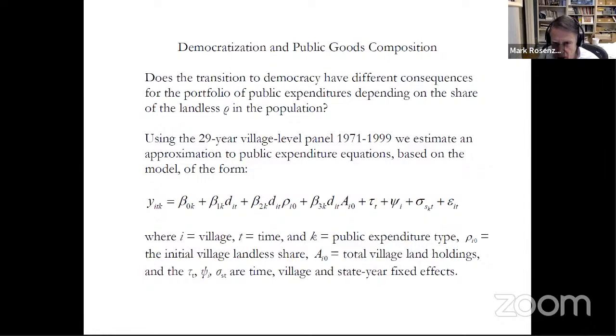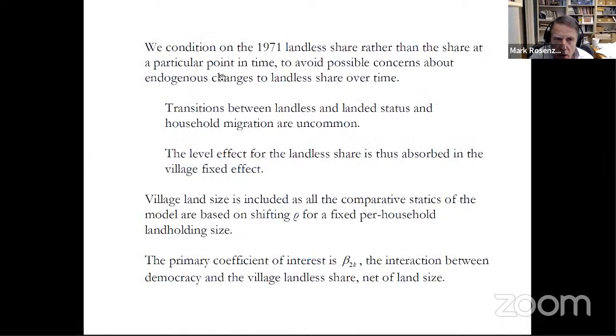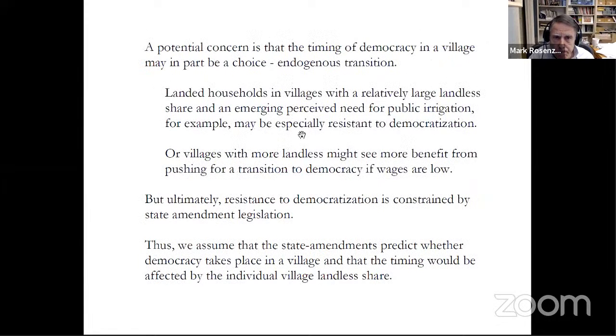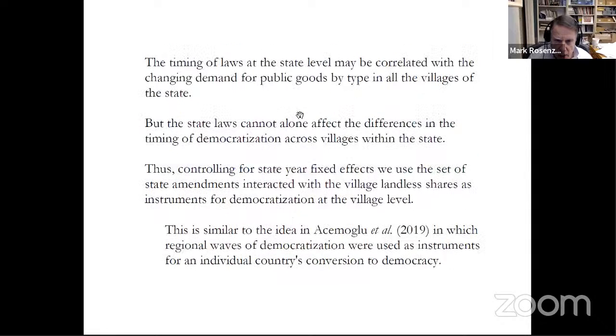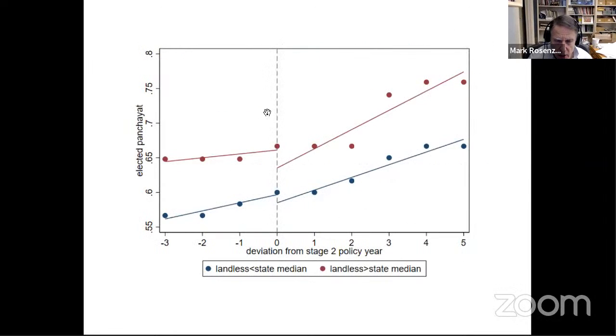You don't see A there because it's a fixed component of the villages, because we have a village fixed effect, we have time fixed effects, and we also, which we don't show there, allow there to be village-specific time trends in the variables. And we have state-year fixed effects as well. I mentioned we're going to use the initial landless share for the reasons that we don't want the landless share to be affected by democratization. And of course, we're going to be concerned that the timing of democracy is not random, and we're going to use as instruments the amendments that are interacted with each other and with the fraction landless. And I want to show you some graphs to show that this makes sense. Okay, to focus on the initial landless.